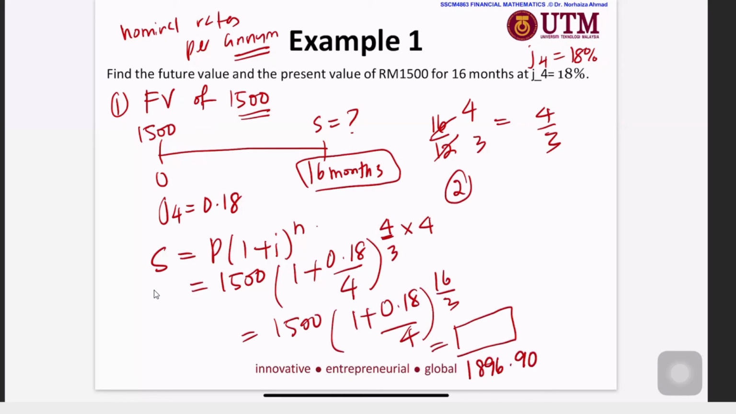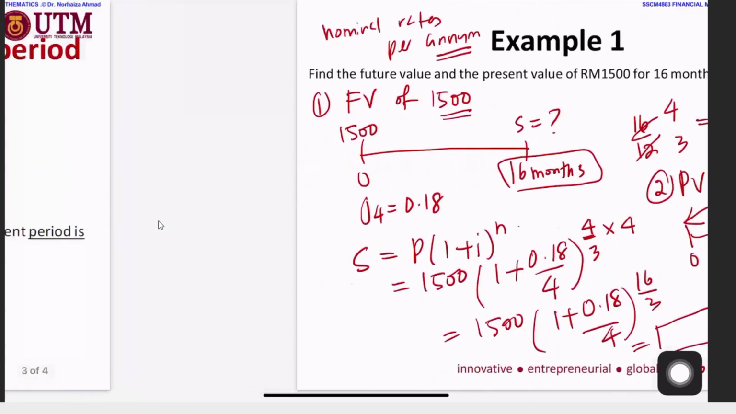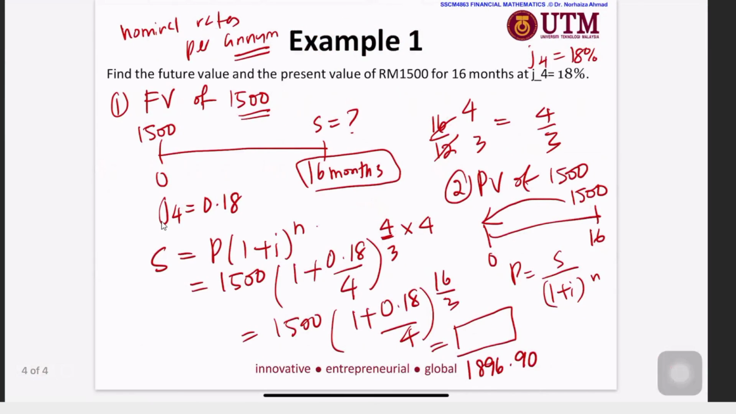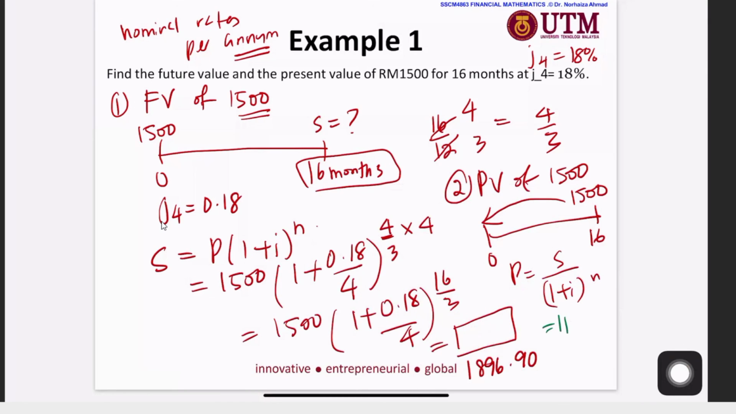And then for the second, they want you to find the PV of 1500. So that means this 1500 would be your S, for 60 months. So how to bring this 1500 backward? Use the formula P is equal to S divided by 1 plus I to the power of, and that's all for fractional time periods. Very simple, right? Okay, any questions for this? So the answer for this one is 1186.14.